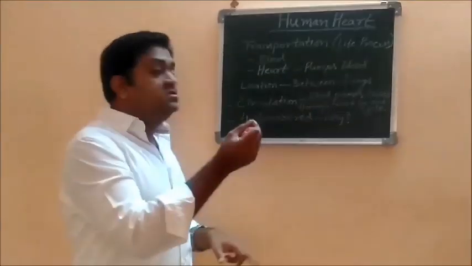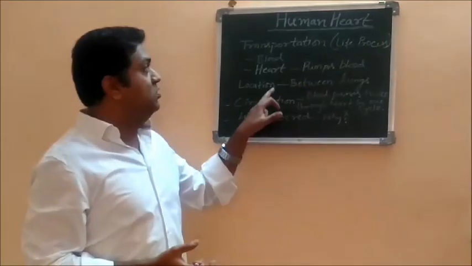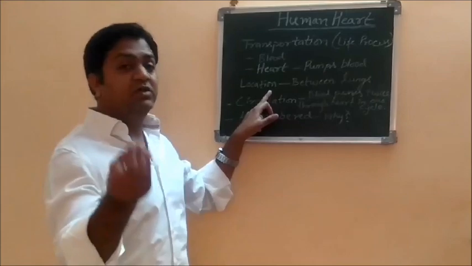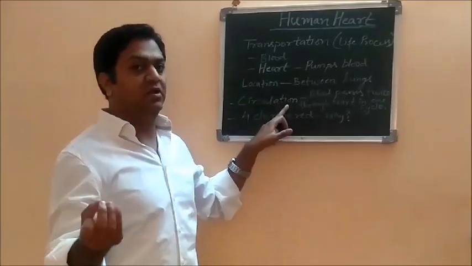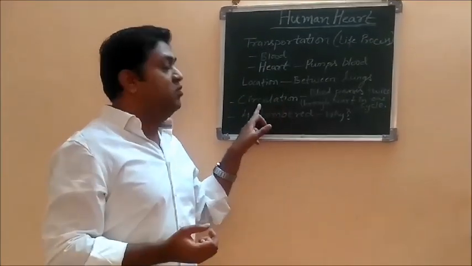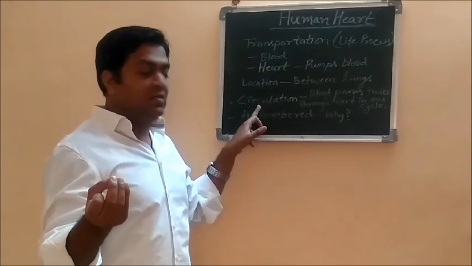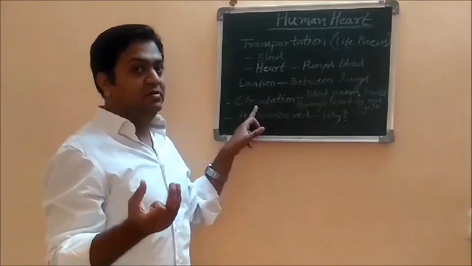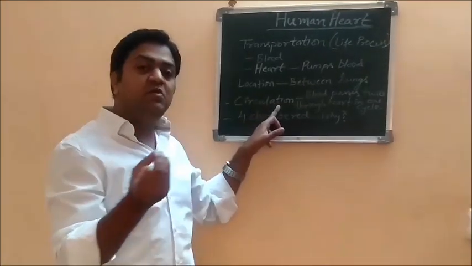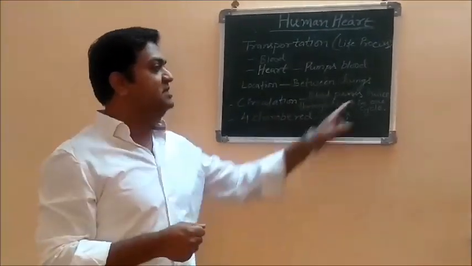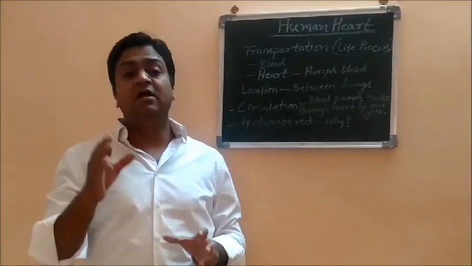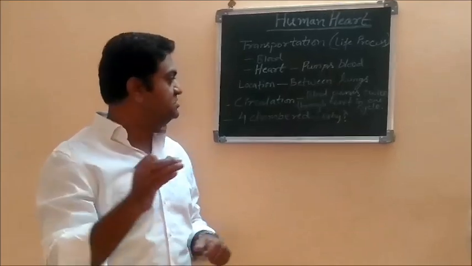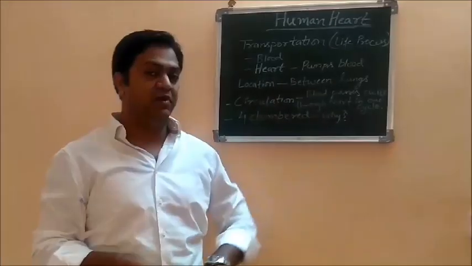Now, what is the major role? The major role of human heart is to pump the blood, or you can say, to circulate the blood. Now, what is circulation? This is also known as the double circulation of blood. Why is it known as double circulation of blood? Because in a single cycle, blood passes through our heart twice. That's why it is known as double circulation.